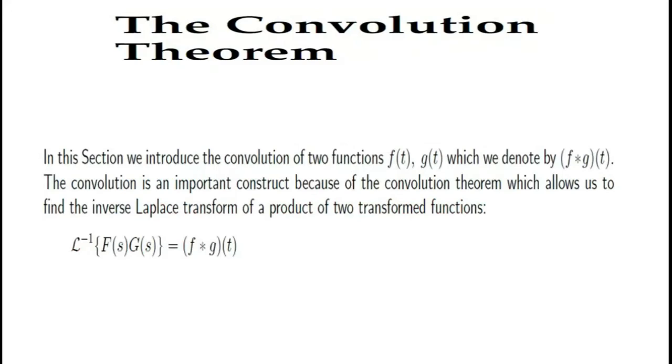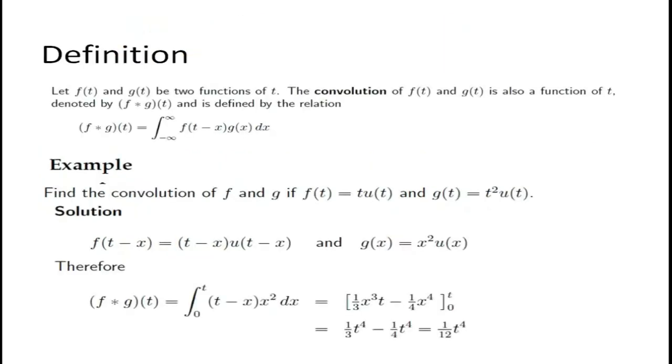The convolution theorem. In this section, we introduce the convolution of two functions, f(t) and g(t), and we denote it by f star g of t. The convolution is an important construct because the convolution theorem allows us to find the inverse Laplace transform of a product of two functions. L inverse of F(s) times G(s) equals f star g of t.